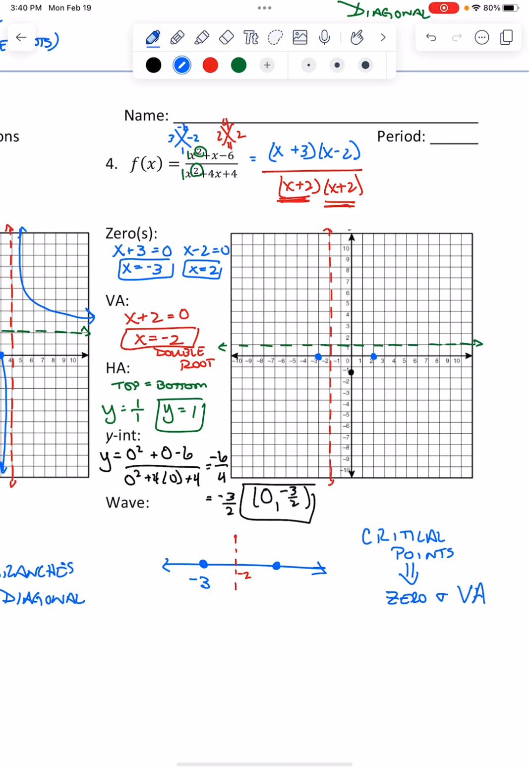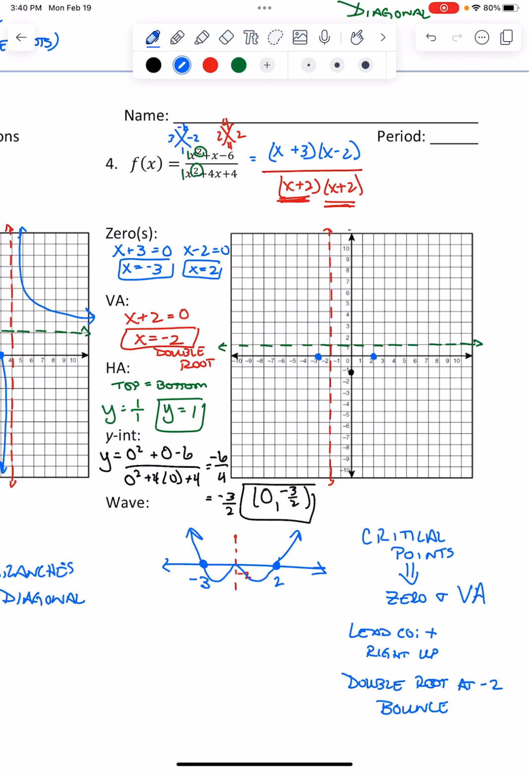0 at 2, okay? So if we look, leading coefficient of this thing is positive, so that means the right side is up. And then we do have a double root at -2, so we're going to bounce at -2. Okay, so coming through, we're going to hit -2, we're going to bounce off, and then go back through, okay?